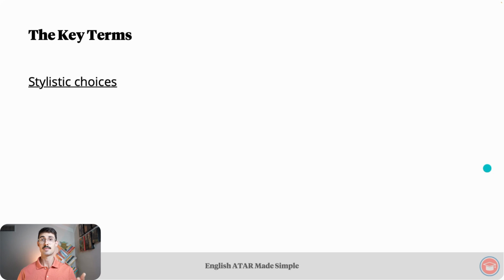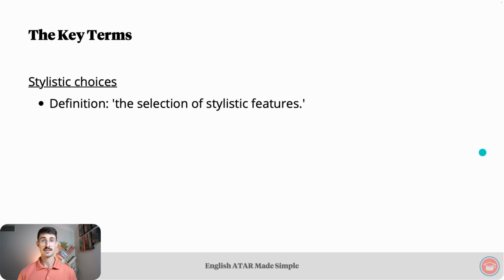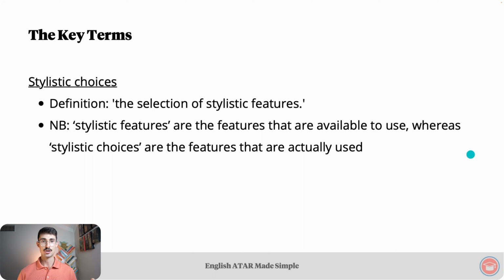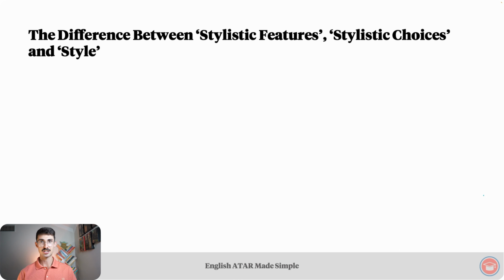The last main term that we looked at was stylistic choices. And we saw that the definition for that is just simply the selection of stylistic features. Note that stylistic features are the features that are available to use, whereas stylistic choices are the features that are actually used. Our next main section of the lesson was discussing the difference between stylistic features, stylistic choices, and style.